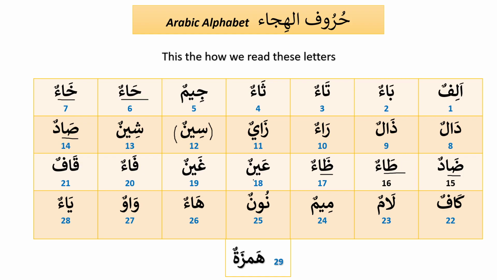Ainun, this is also a throat letter, from the middle of the throat. Ghainun, also one of the throat letters. Tha'un, very soft. Qafun is also one of the heavy letters. Then we have kafun. Look at the difference here. This is qa and this is ka. Qafun and kafun. Lamun, mimun, nunun, ha'un, wawun, and ya'un.